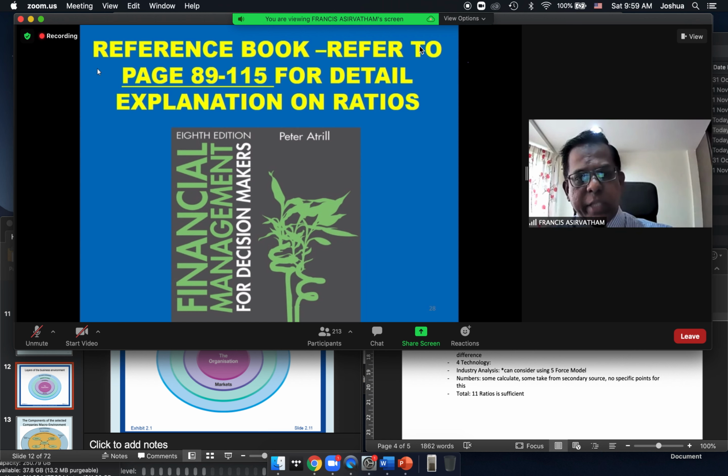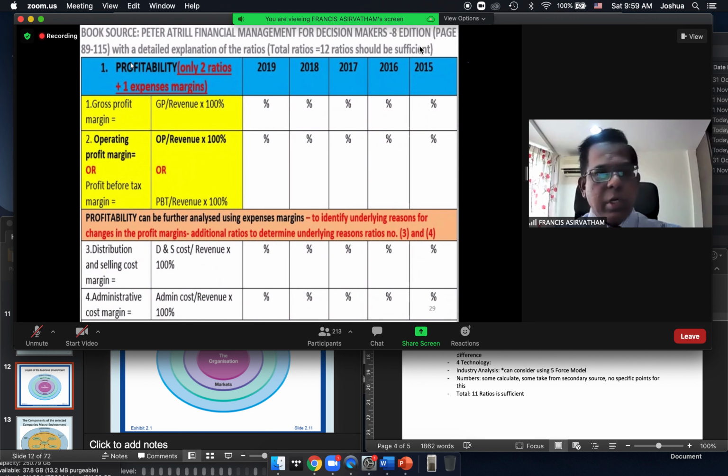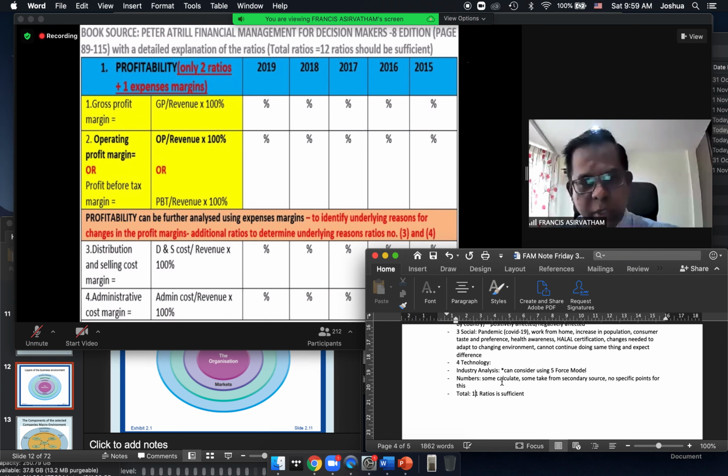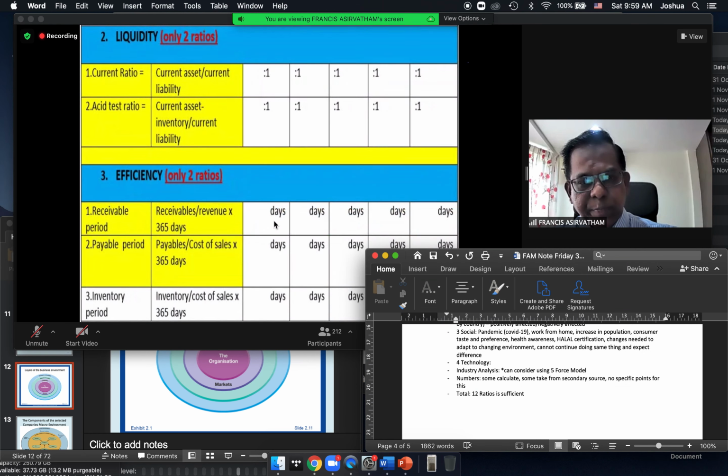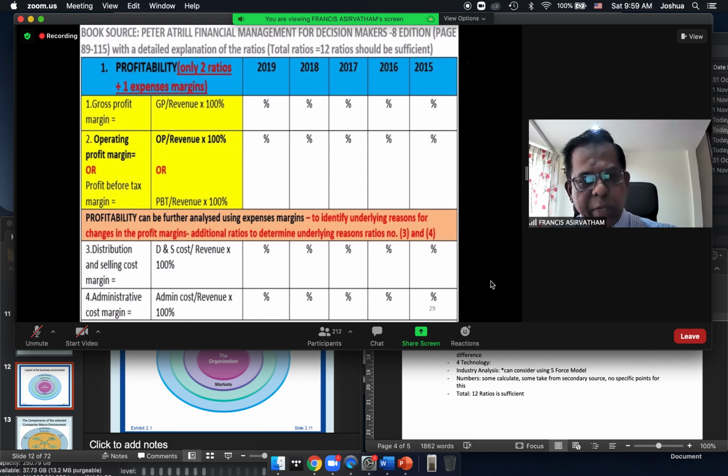Everything you see in this template is inside the book. If you see gross profit margin, open the book, there'll be gross profit margin. Which page? 89 to 115. It's inside there. What is gross profit margin? It is explained inside the book. Okay? So we'll look at what is gross profit margin first. Then operating margin. So I put there 2 ratios: gross profit margin, operating margin.